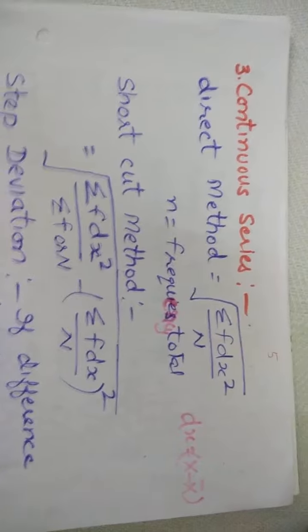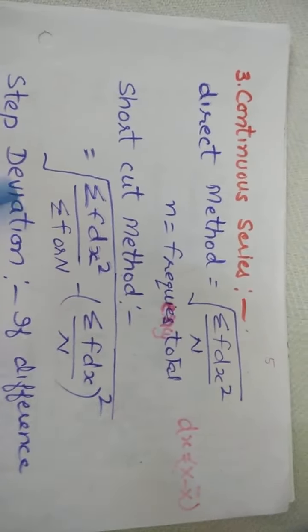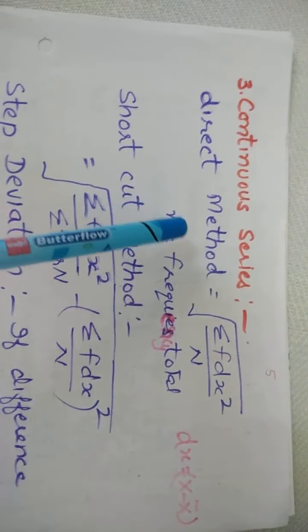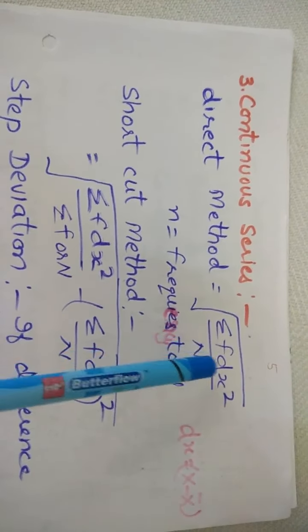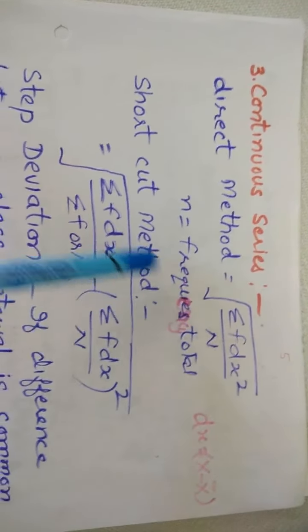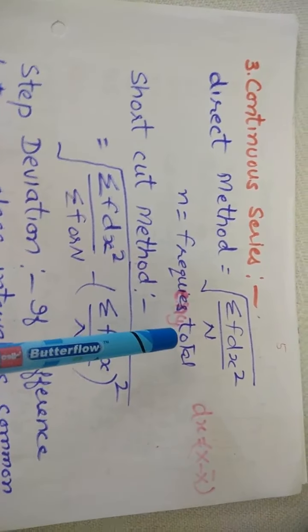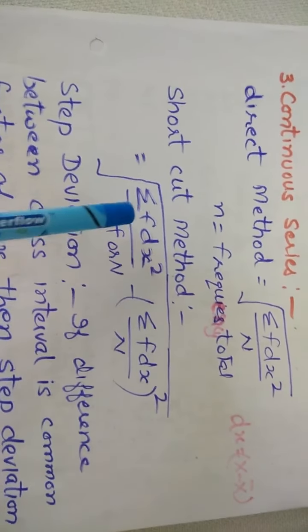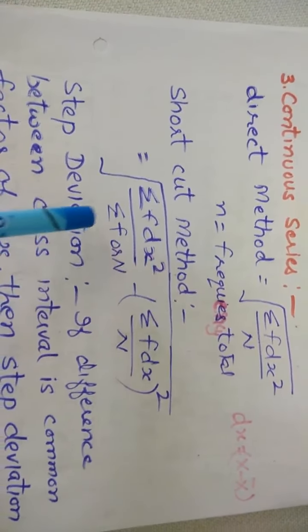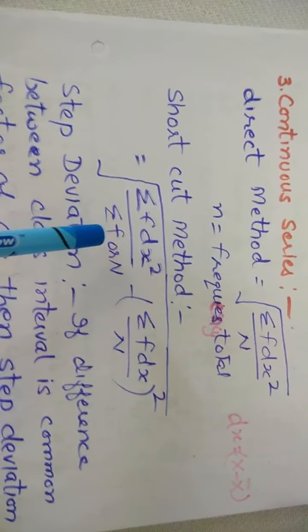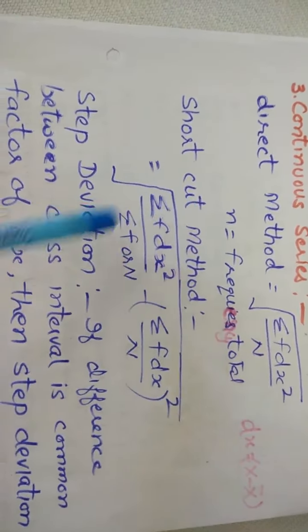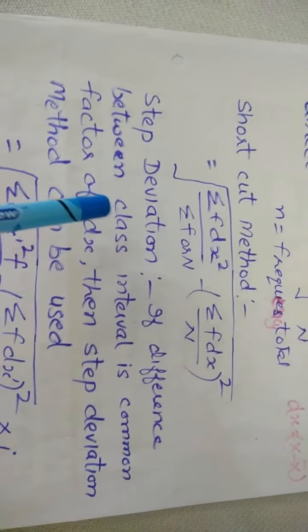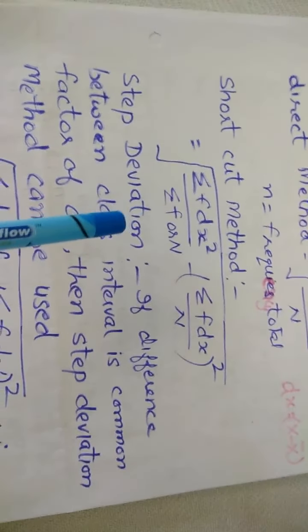In continuous series, same method to calculate standard deviation as we do in discrete series. Direct method, shortcut method. Direct method: summation f dx square over n, whole square root, n is total of frequency. Shortcut method: summation f dx square over summation f or n minus summation f dx over n whole square, whole under root. In this we can also use step deviation method.